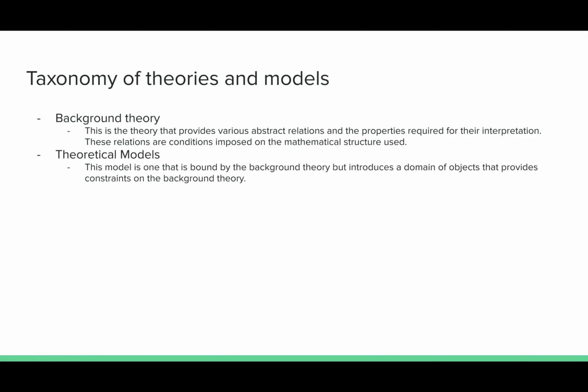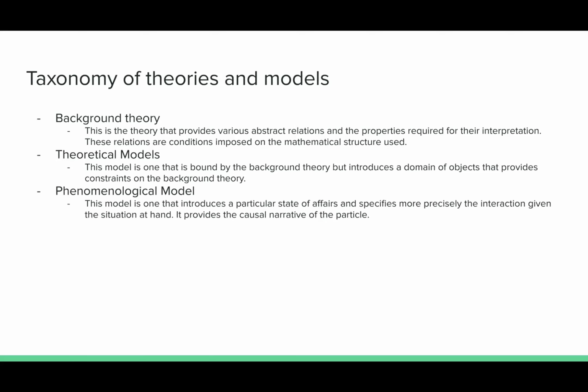And this is where the theoretical model comes in. This kind of model is one that's bound by the background theory, but it introduces the domain of objects that provide constraints. So in our case, of course, the universe can also include the standard model of particle physics if one likes. And in the most recent iteration, of course, lambda CDM, a cosmological constant called dark matter.